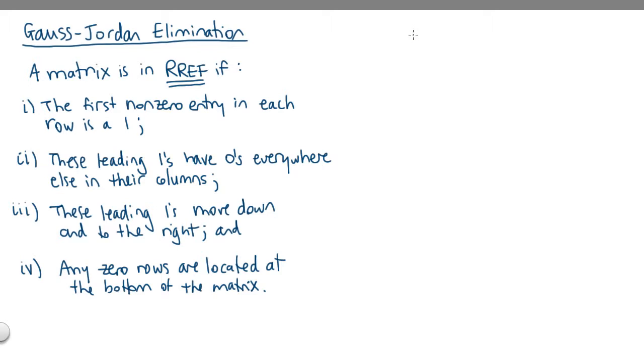So let's get a feel for RREF, or reduced row echelon form, by looking at some matrices that are in RREF. In this section, we'll often be dealing with augmented matrices, meaning we'll have the coefficients over on the left, then a vertical bar, and some constants over on the right. But when talking about RREF, we are only looking to the left of the vertical bar.